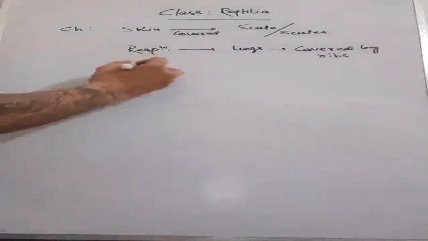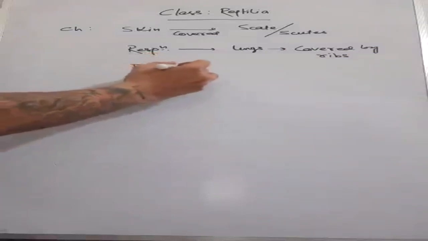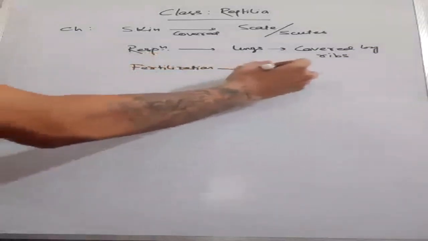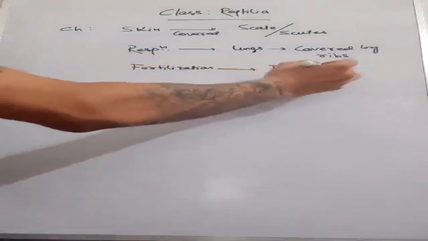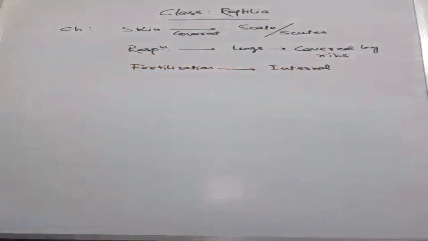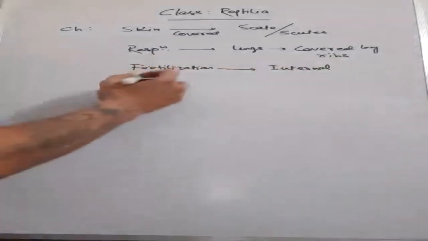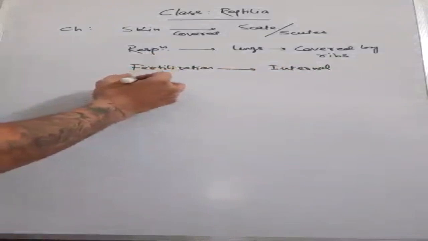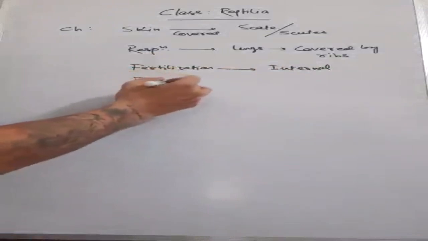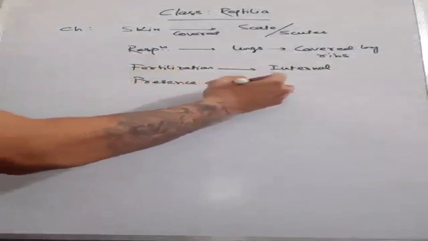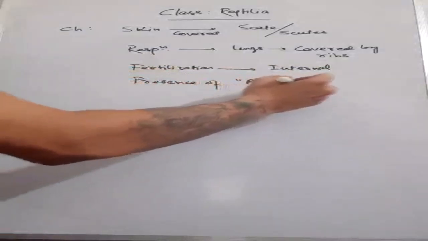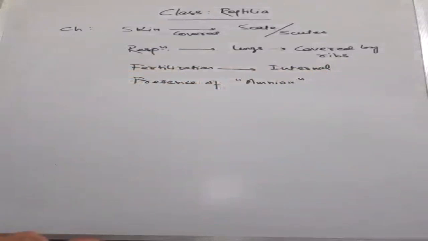Next is fertilization. We all know reptiles' fertilization is of internal type. It's not external, it is internal fertilization. And there will be presence of amnion. I will describe what is amnion. Amnion is an extra-embryonic membrane which is present in reptiles, in birds, as well as in mammals. It contains a cavity which is known as the amniotic cavity, where amniotic fluid is present.